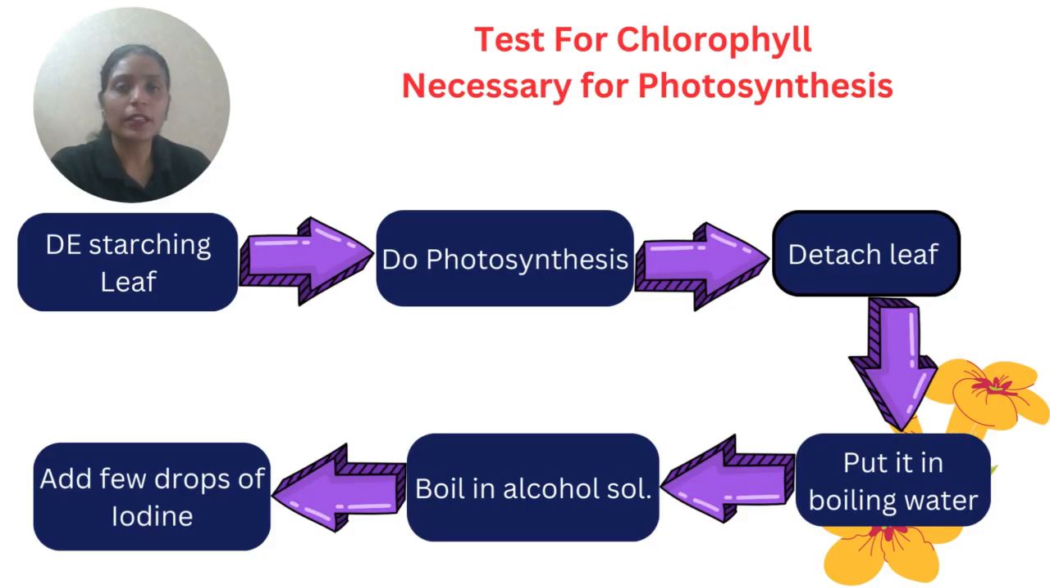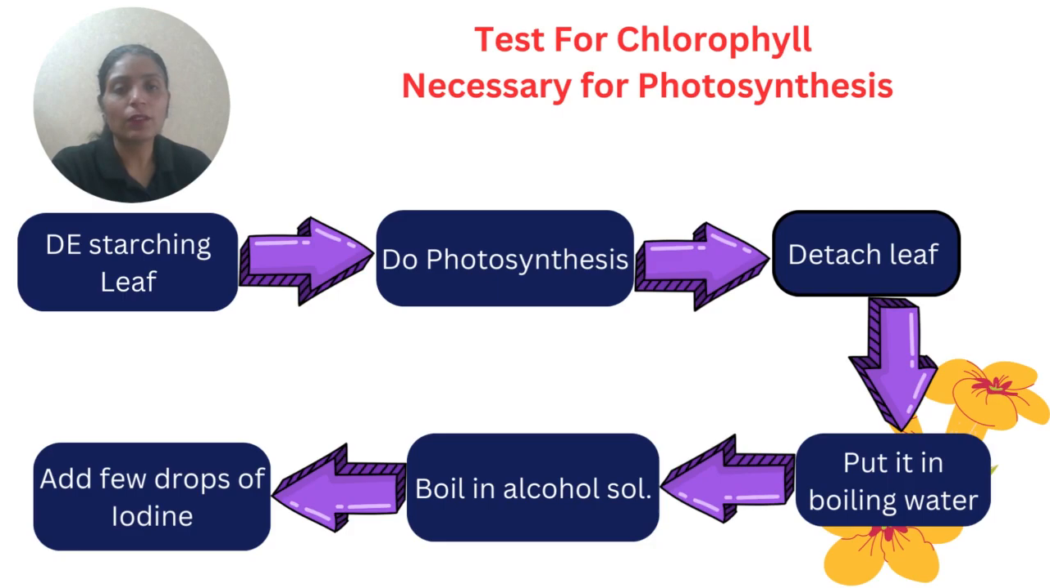Okay, we'll try to understand now how the chlorophyll is necessary for photosynthesis. For this, we will take one healthy potted plant and try to destarch its leaves, meaning we'll try to remove its previously stored starch. For this, we'll place the plant in a dark room for 2 to 3 days. After the destarching is done, we'll place this plant outside the room for 2 to 3 hours and allow it to do photosynthesis. After that, we will detach one leaf from its surface and try to mark its green areas.